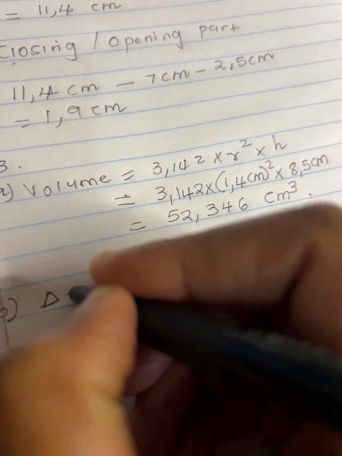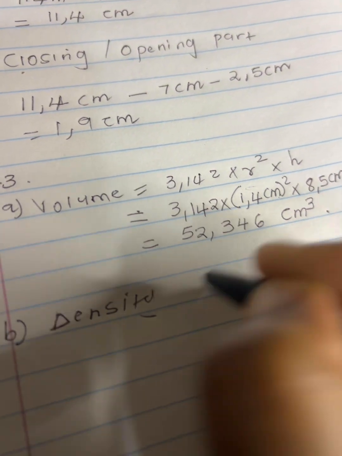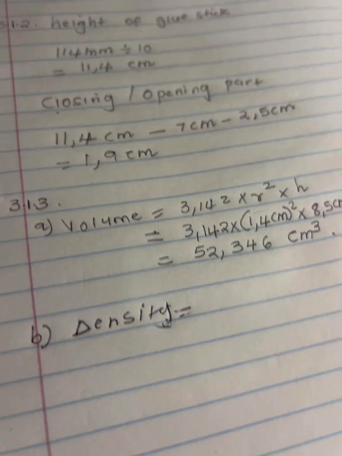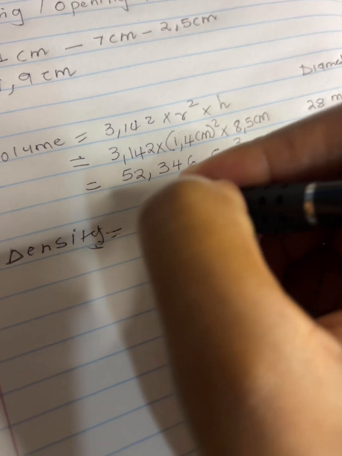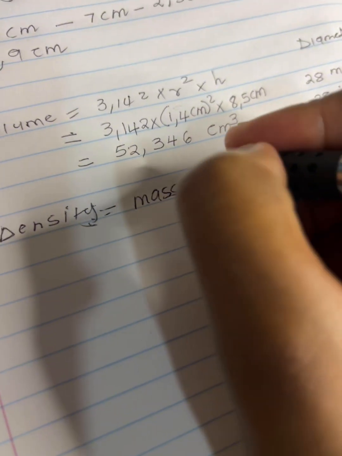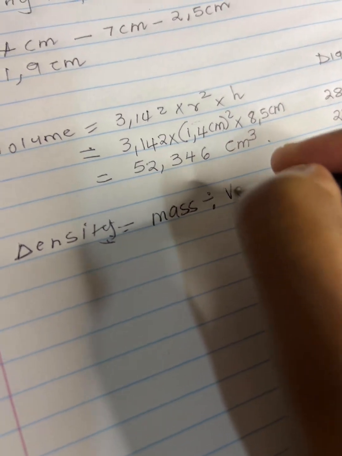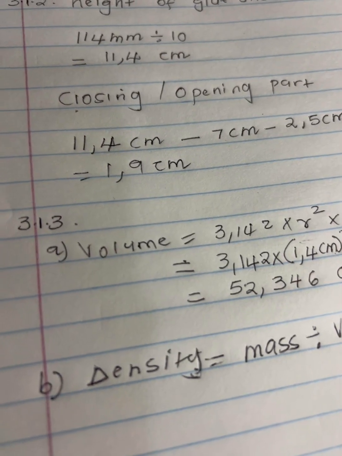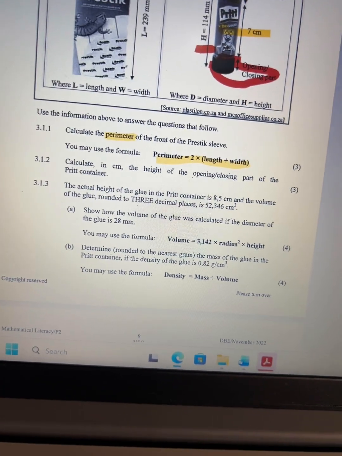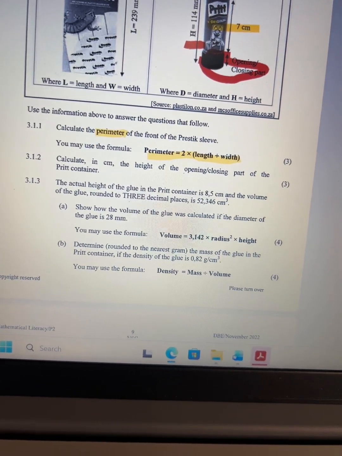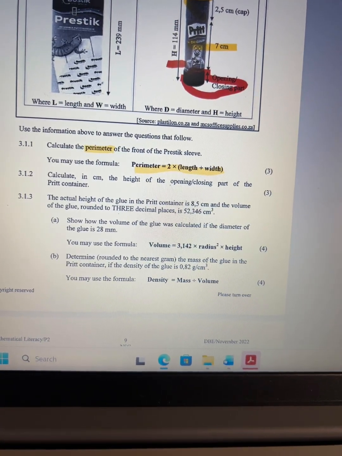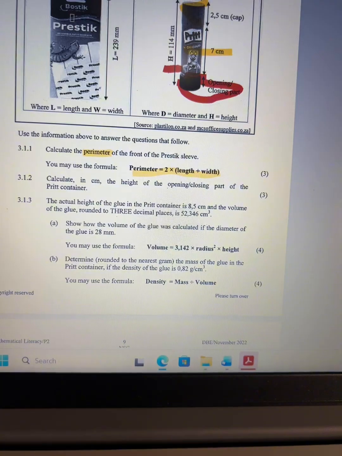Density equals mass divided by volume. Okay, remember they said that we are going to determine, rounded to the nearest gram, the mass of the glue in the printer container if the density of the glue is 0.82 gram per centimeter cube.